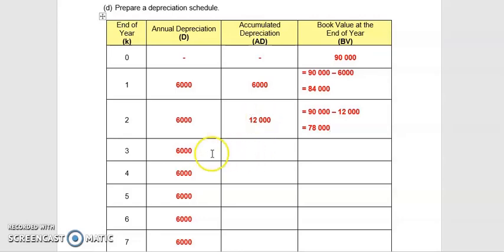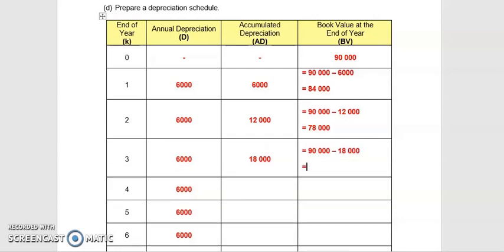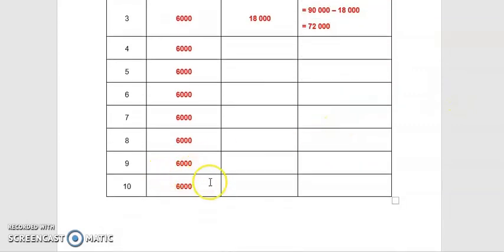Okay, now third year it depreciates another 6,000. So accumulated depreciation is 18,000. Okay, book value year 3 will be original cost minus accumulated. So 90,000 minus 18,000 is 72,000. Okay. So continue the same process until year 10.